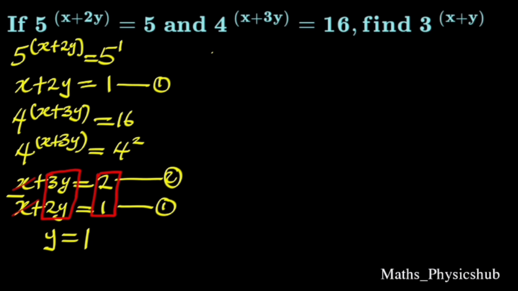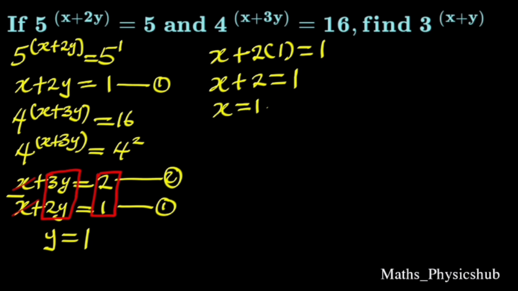Substituting y equals 1 in equation 1 will give us x + 2 times 1 equals 1, which is the same as x + 2 = 1 because 2 times 1 is 2. To find x we take 2 to the right side. Since 2 is positive, going to the right side will make it negative, so that x equals 1 minus 2, which is minus 1. Hence x equals minus 1.